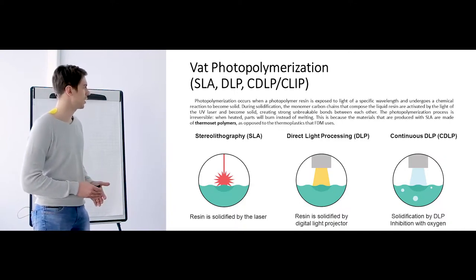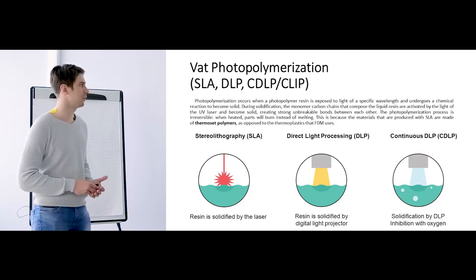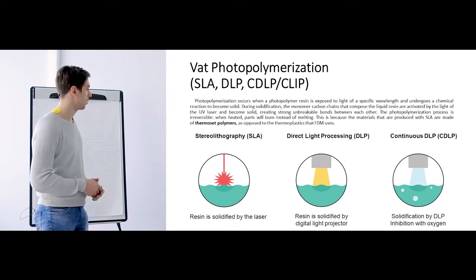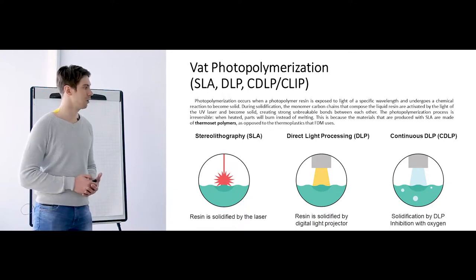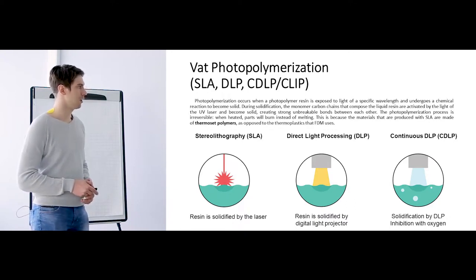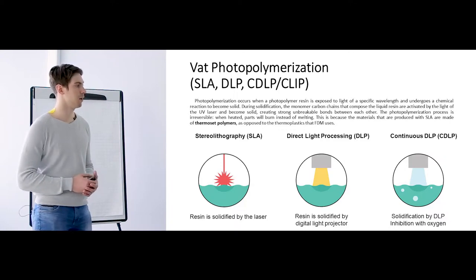So photopolymerization can be divided into 3 categories. If we talk about the scientific ones, it's 4 categories. It's stereolithography, direct laser light processing, and continuous direct light processing. So here the resin is solidified by a laser. Here this resin is solidified by a digital light projector. And in continuous DLP, the solidification by DLP is inhibited by oxygen.